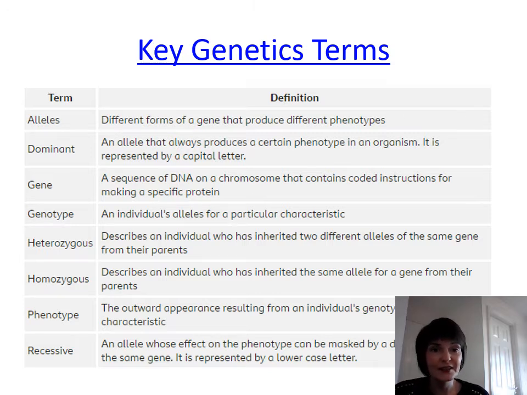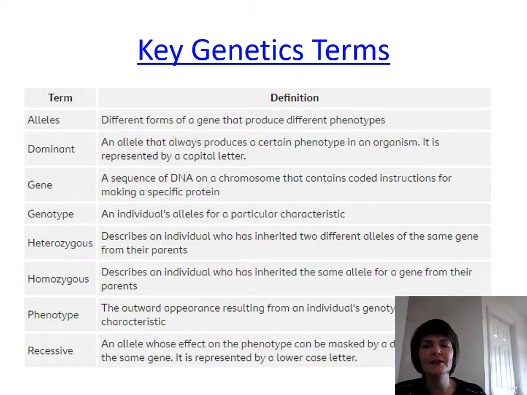So, alleles. That's different forms of a gene that produce different phenotypes. Now, if you're thinking, I don't even know what phenotypes or alleles mean, don't worry, because throughout the slides we're going to look at all of these key terms in a wee bit more depth. Things like dominant: that's an allele that produces a certain phenotype in an organism. It's always represented by a capital letter.